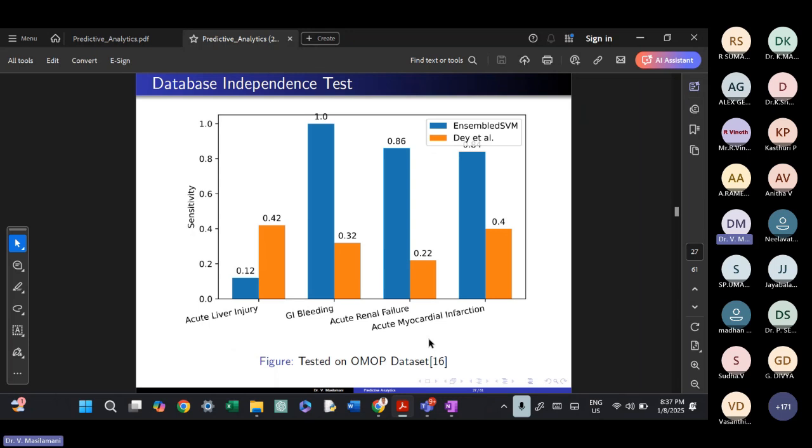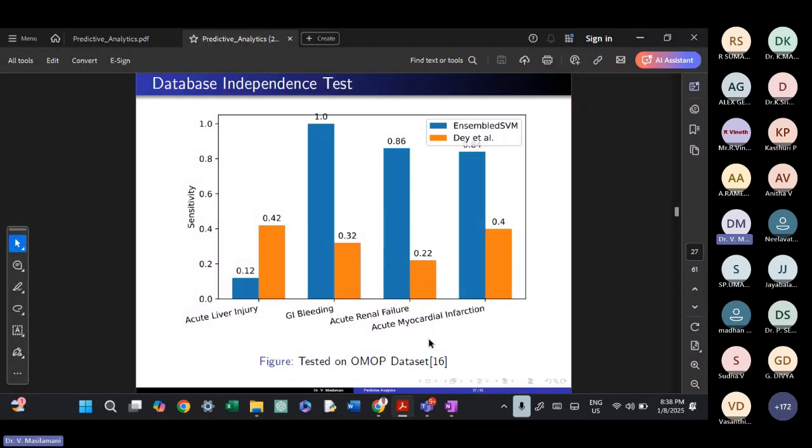This database independence test is also important. Although we use 80% of the dataset for training and the remaining 20% for testing, when a model trained on one dataset is taken to another dataset for testing, it often doesn't work well. It works well for the remaining 20% when used for test, but when it is taken to a completely new dataset, in most cases, for most models, it is not working well.